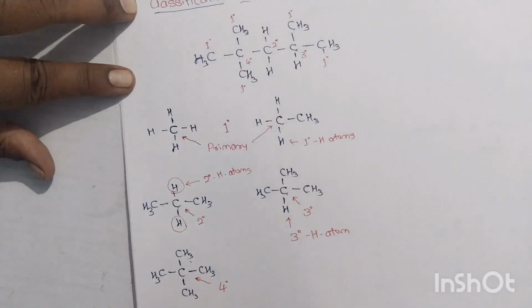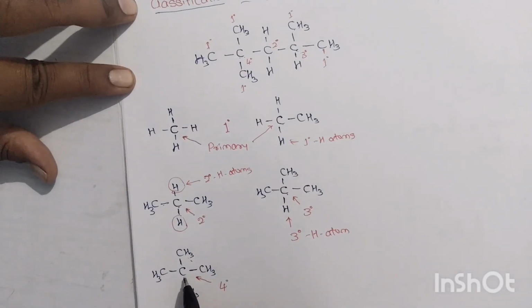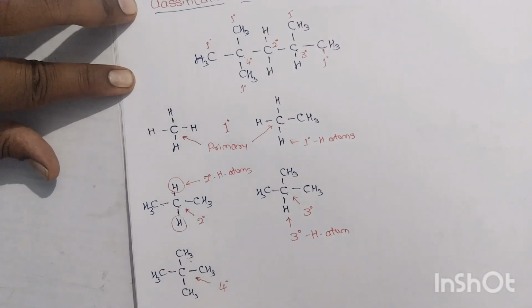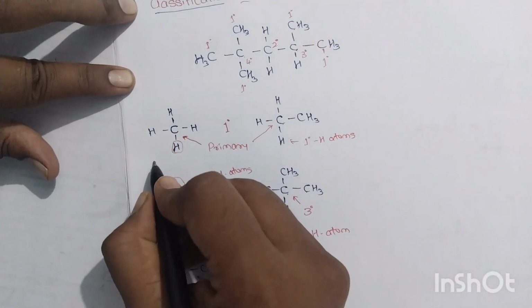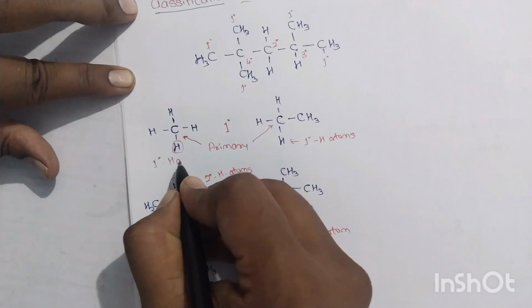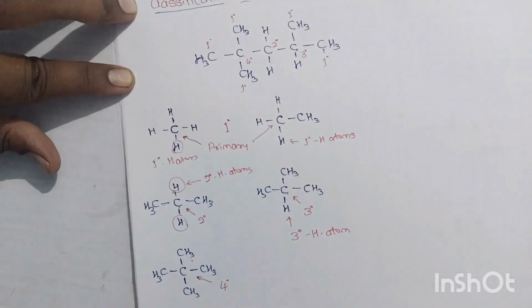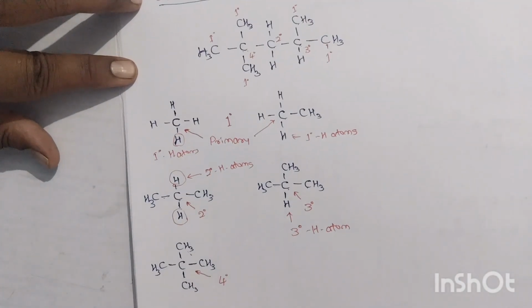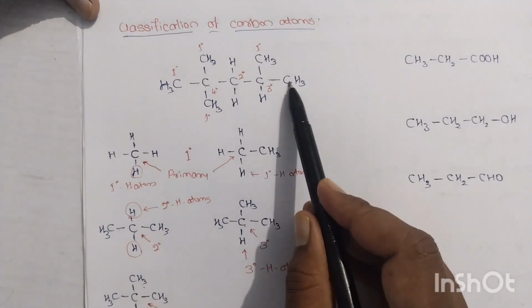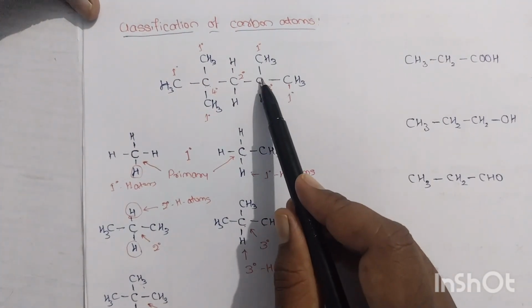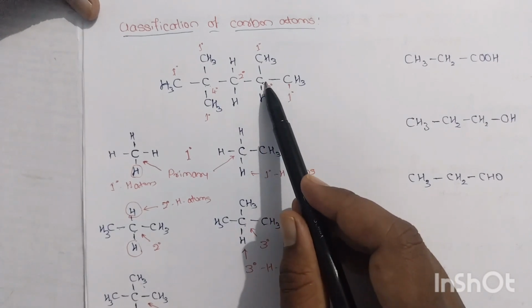Okay, and what about this? There are no hydrogens because the quaternary carbon is attached to 4 carbon atoms, so there is no hydrogen attached to this quaternary carbon, so there are no quaternary hydrogen atoms. These hydrogens are also called primary hydrogen atoms. Okay, we have understood how we can classify these carbon atoms with respect to the carbon atoms which are attached to this carbon atom.